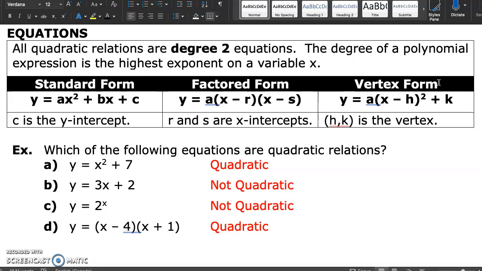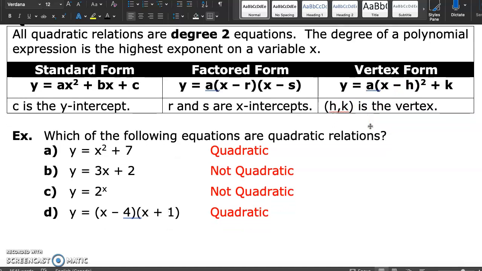Each reveals different information. In standard form, the only characteristic that we know is that the y-intercept is c. In factored form, this allows us to find the x-intercepts. And vertex form tells you where the vertex is located with coordinates (h, k).